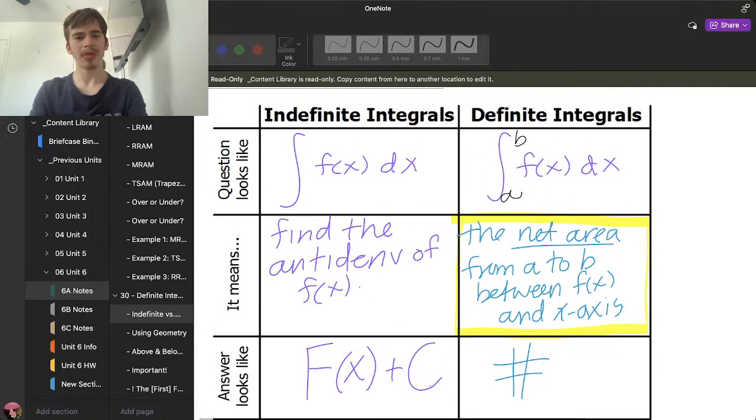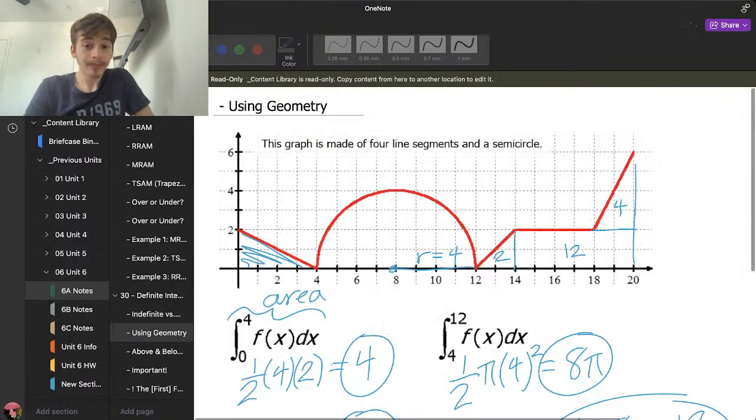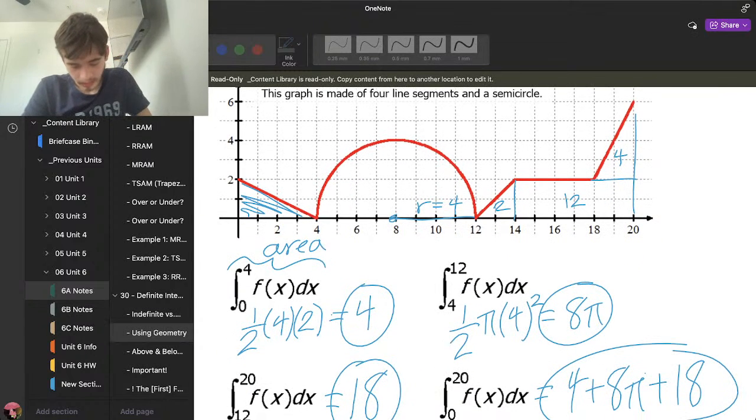Definite integrals. Regular indefinite integrals give you just the antiderivative, in f(x) plus C format. Definite integrals have an answer that is a number, and they give you the net area of a function between a and b with respect to the x-axis, using geometry.